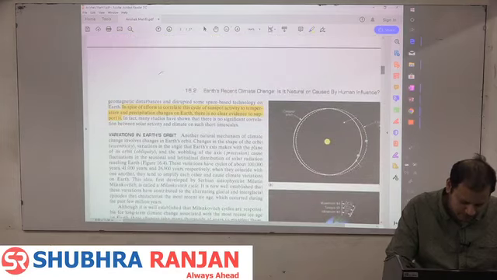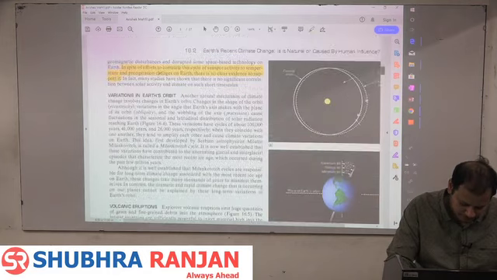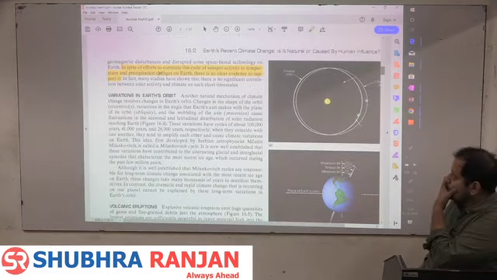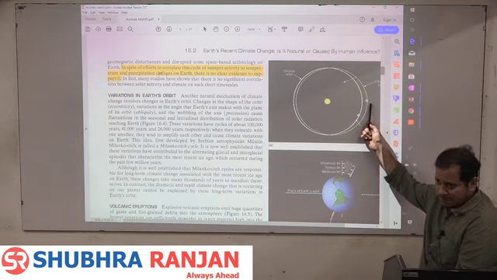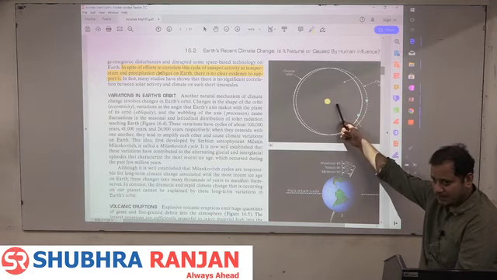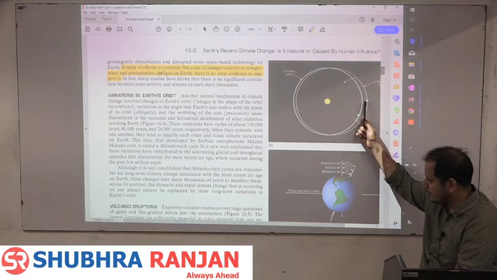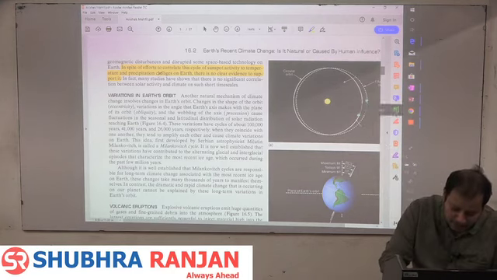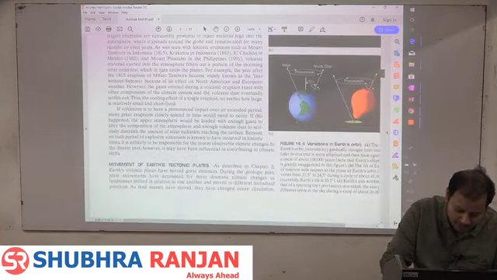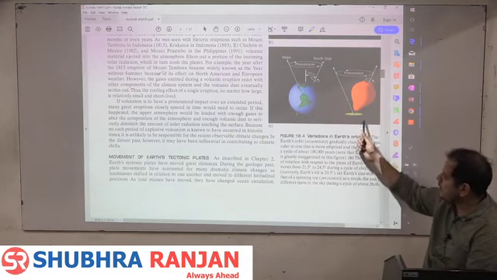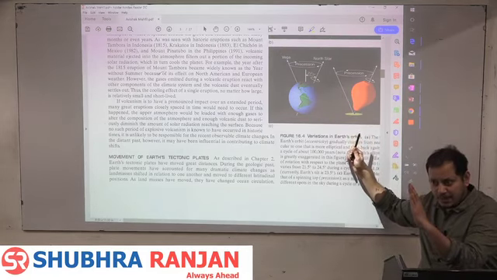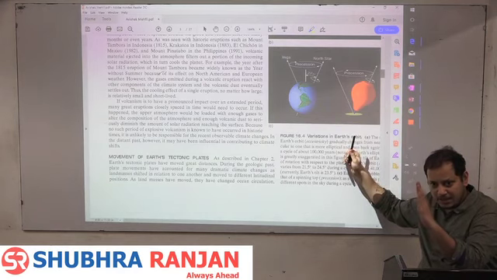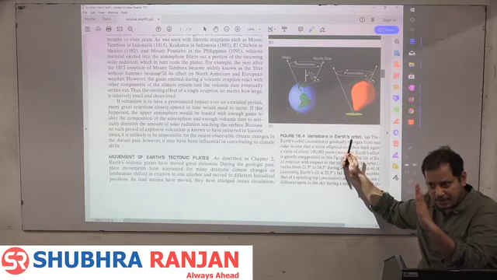Second is variation in the Earth's orbit. See, this is the elliptical orbit, and because our Earth's orbit is elliptical, sometimes the Earth will be nearer to the Sun, sometimes far away from the Sun. Even the tilt of the Earth keeps on shifting. Because of the tilt of the Earth, we have days and nights. If the Earth's tilt changes, the length of the days and nights will change.